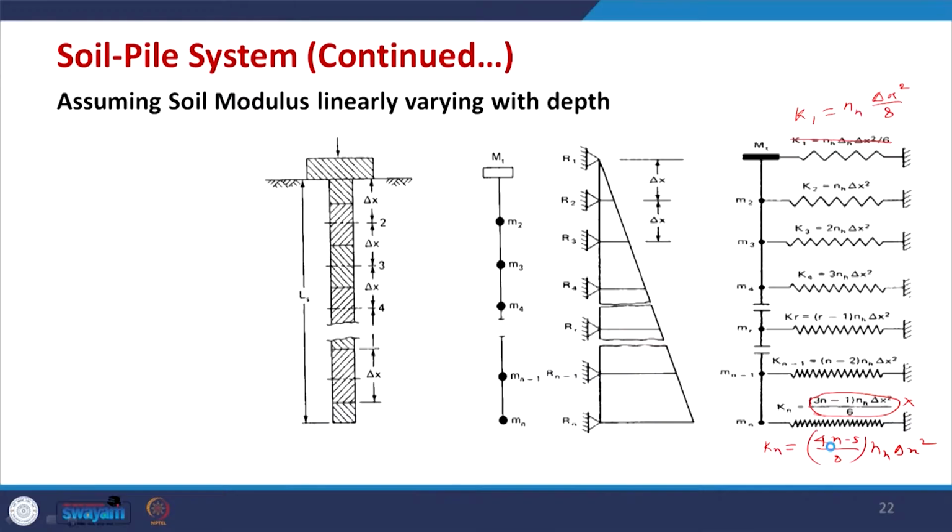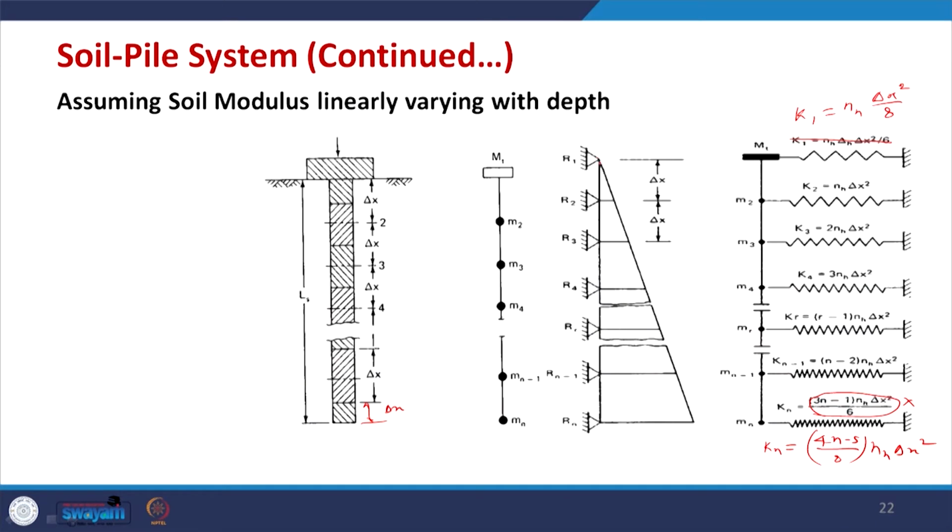depth. The second case, when the soil modulus is linearly varying with the depth, is shown in this figure, and you can see that in this case again the whole system has been discretized into elements of delta x. So, you have again here this is delta x, another layer. Now the modulus of subgrade reaction is varying linearly with the depth and it is increasing. You could see it is 0 here and then continuously increasing.